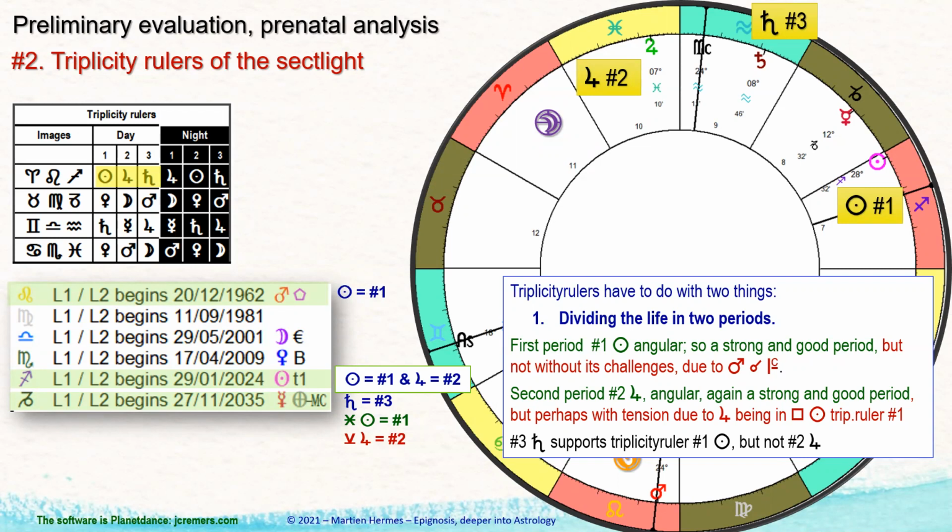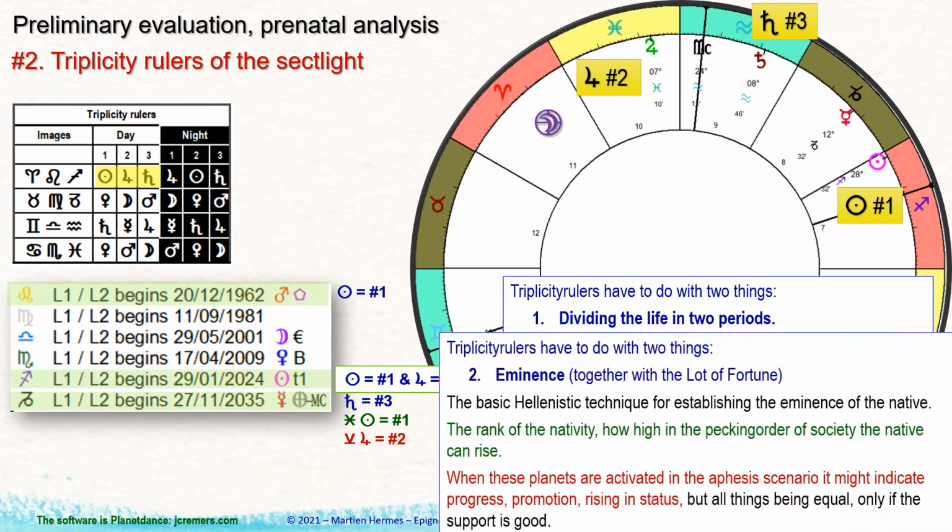And the second period, again, angular, very strong, but it's in square relation with the first triplicity ruler. So there must be some sort of breach perhaps in the second period, which was not perhaps bad, because we will get to the signification of these configurations that planets have with each other in another slide, because they are very important. Okay, the second one is eminence.